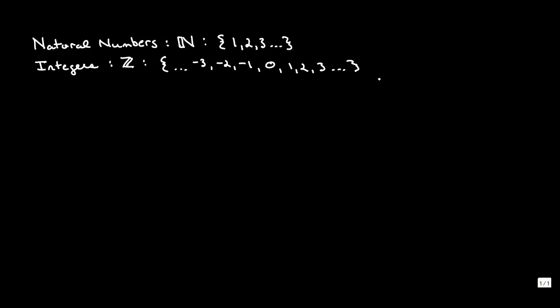This set is also infinite. But both of these sets really are what we call discrete, meaning that each of these values in here doesn't have a number necessarily in between consecutive values. So between 1 and 2, there is no integer between 1 and 2.